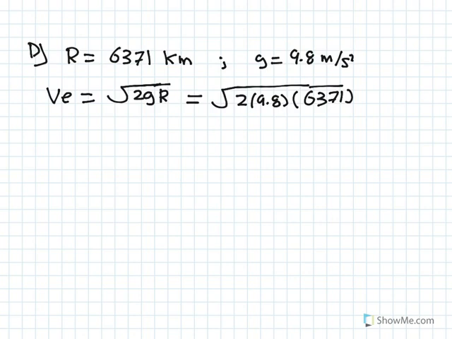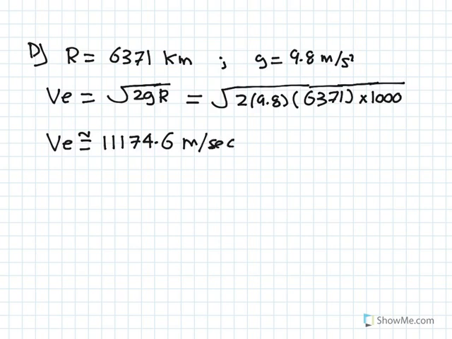So actually, we need to change this 6371 because that's kilometers. We need to change it to meters. So let's multiply it by 1,000 because there's 1,000 meters in a kilometer. So we find the escape velocity to be equal to, if we simplify this and decimalize it, 11174.6 meters per second. Now, the question also asks us to make a change of units and get the escape velocity in terms of kilometers per hour. That's pretty easy to do, so let's do that.